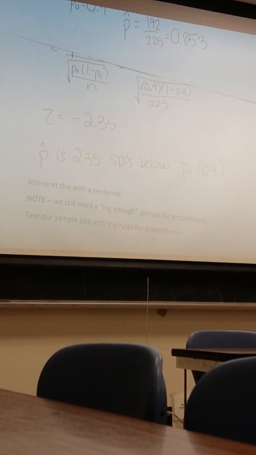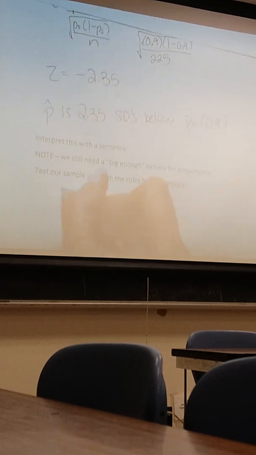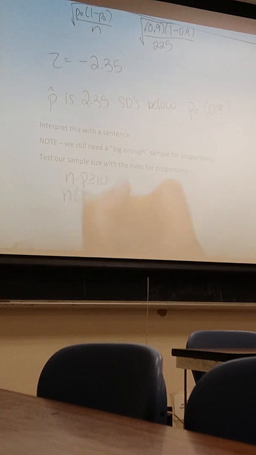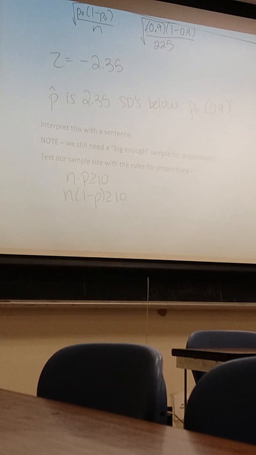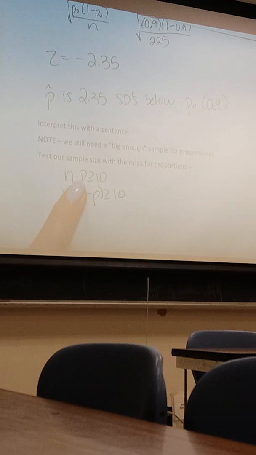Remember, if we think back to topic 5, we still need a big enough sample for proportions, and this has been finals review because the final's coming up. For proportions, our rules were n times p had to be at least 10, and n times 1 minus p had to be at least 10. I'm not going to make you do this on your quiz, but be aware these two things still have to be true to run through this whole hypothesis test. It's going on in the background. Now if we check, n is 225 and null p is 0.9, so both are way bigger than 10. Yes, our sample is big enough, and this whole thing is valid.